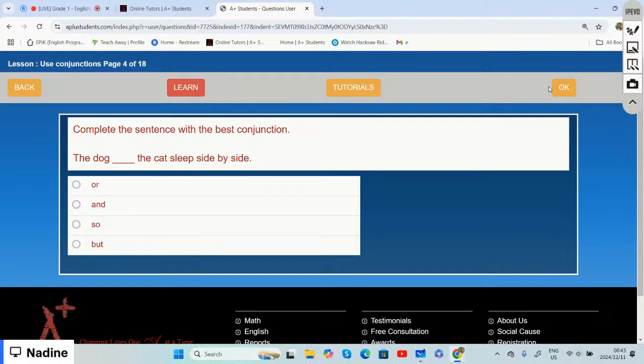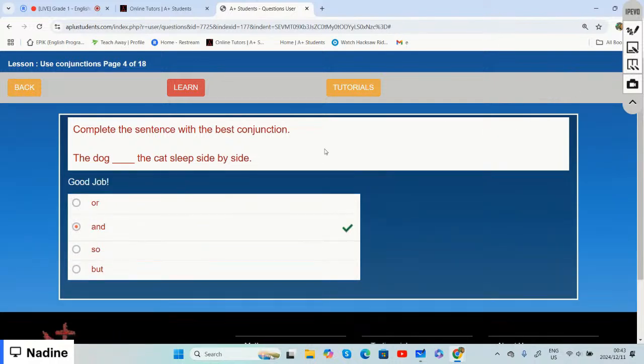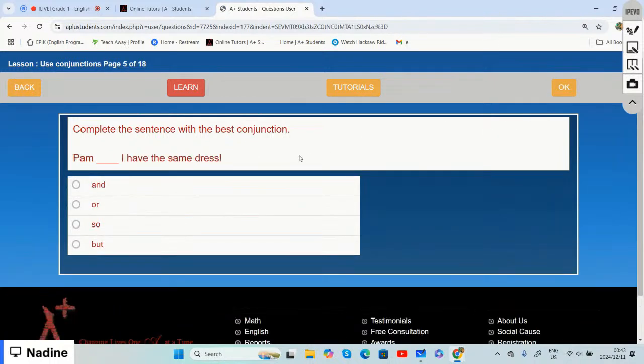All right. And if we were to choose the correct option, we'll say the dog and the cat. Remember, if they are sleeping side by side, then it's both of them. So we say the dog and the cat sleep side by side. Well done. All right. Let's do the last one. It says Pam. Do we say Pam and I have the same dresses? Pam or I? Pam so I, or Pam but I have the same dresses. Which one is correct? And, or, so, but.